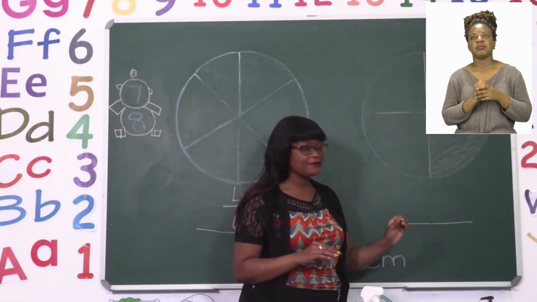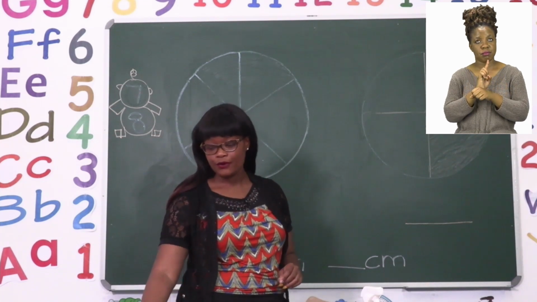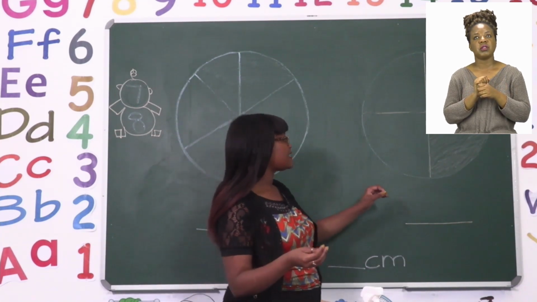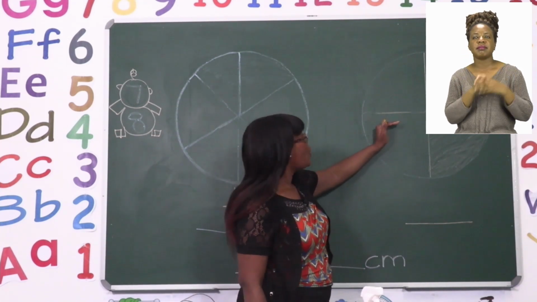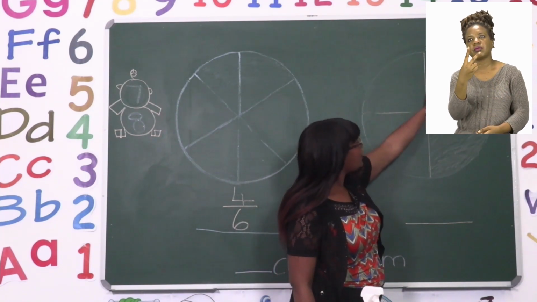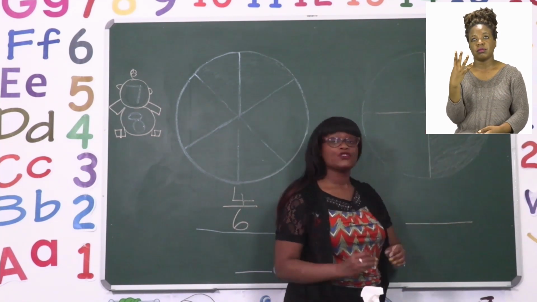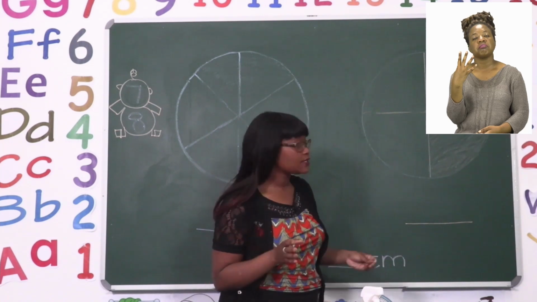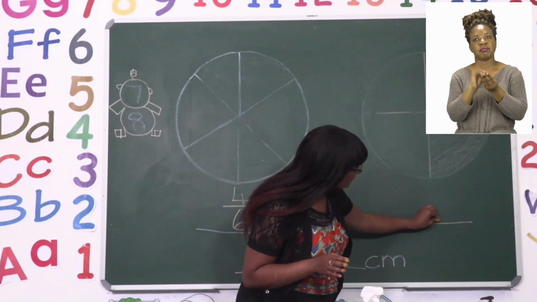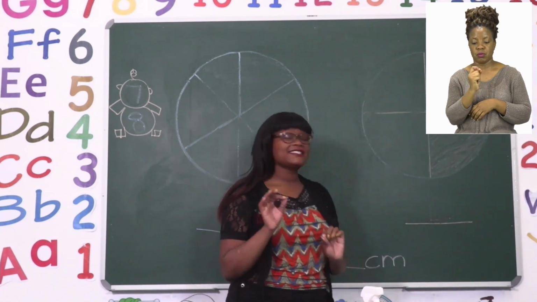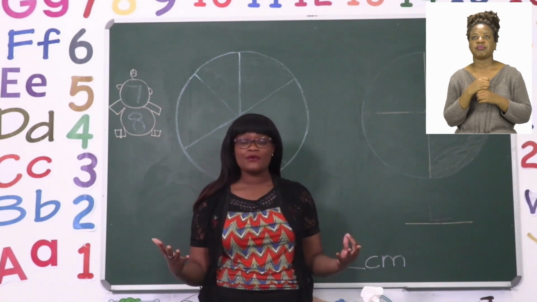Then let's try and do the next one. We can see that first we have our number. How many do we have altogether in the model? Let's count. 1, 2, 3, 4. So we know that we have 4 parts in total of our model. But it's not asking us how many we have altogether.